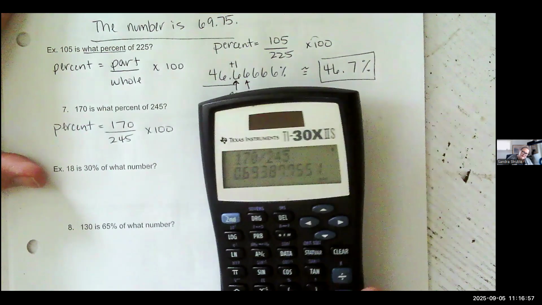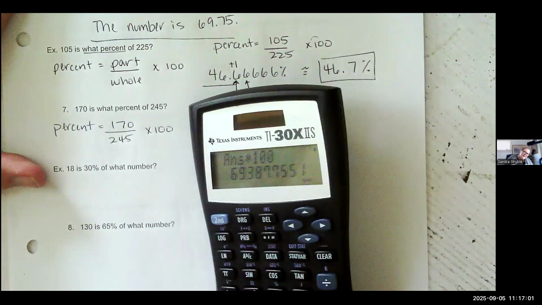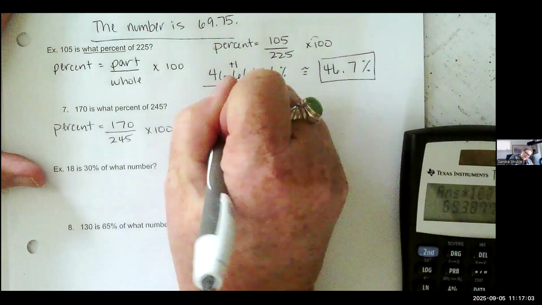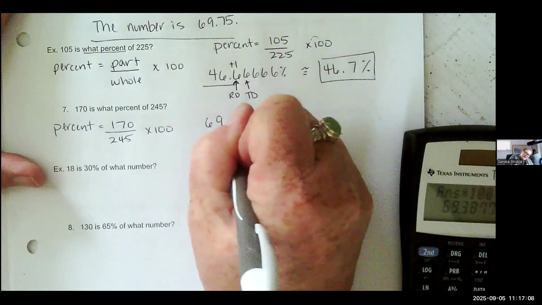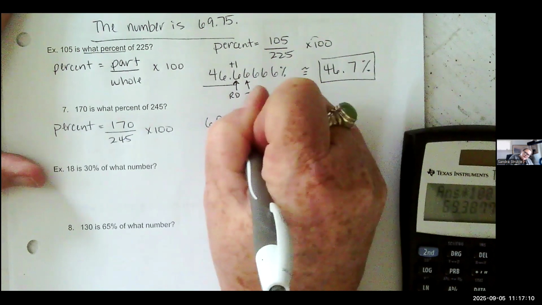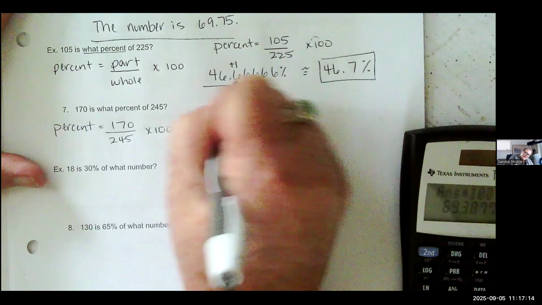And I got 0.693 blah, blah, blah times 100. I got 69.387. 69.38, that's all I need. I know it's a percent. I'm going to round to my tenths. My test digit's an 8, so I add 1 to my rounding digit, and I get 69.4%.